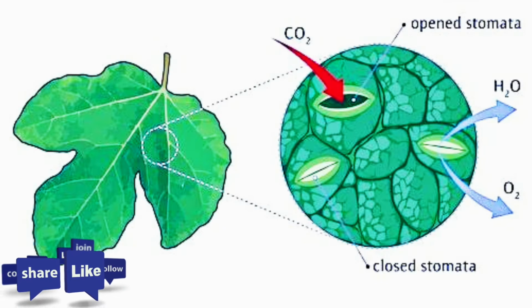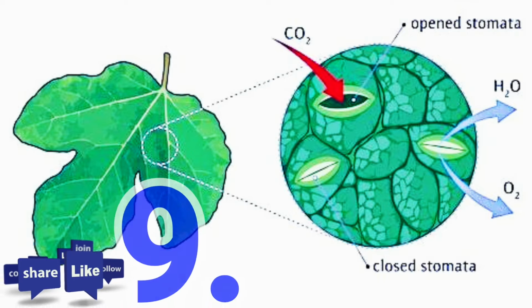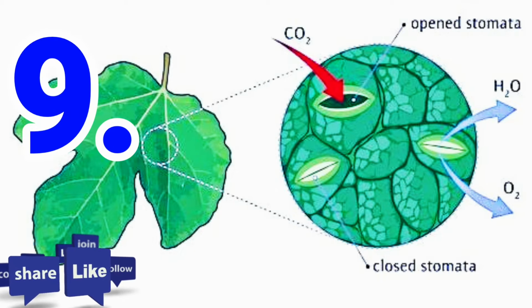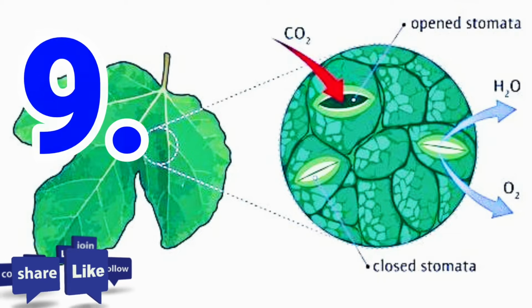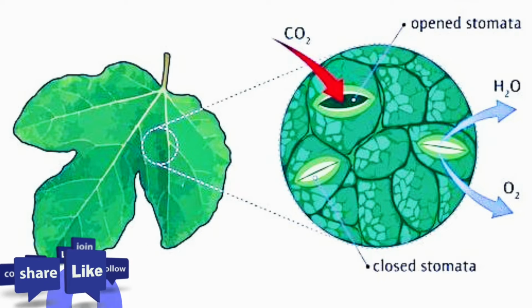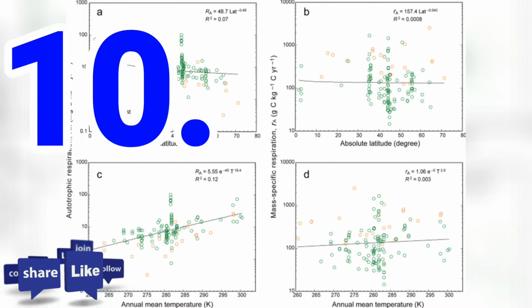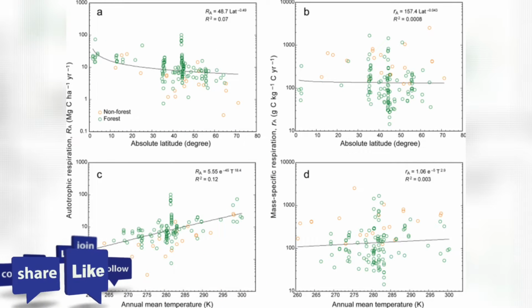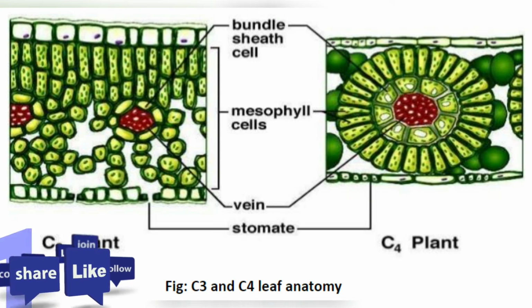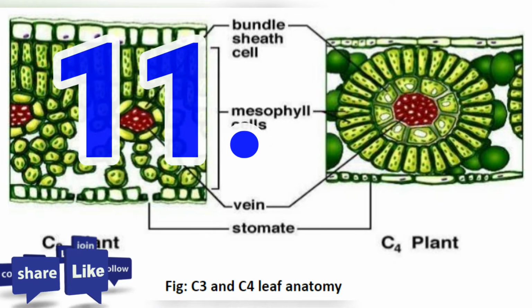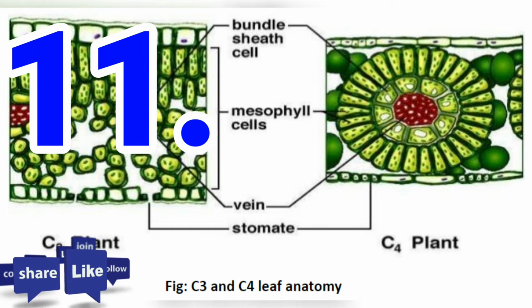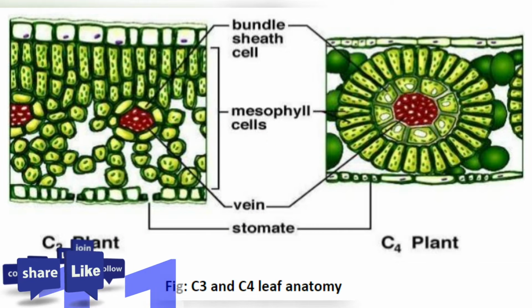A few reasons behind the absence of specialized respiratory organs in plants are: number 1, very little transport of gases is required as each plant part takes care of its own gas exchange needs. Number 2, plants have a slow respiration rate. Number 3, in plants, most of the living cells are located quite close to the surface of the plant. So these are the reasons behind the absence of specialized respiratory organs in plants.